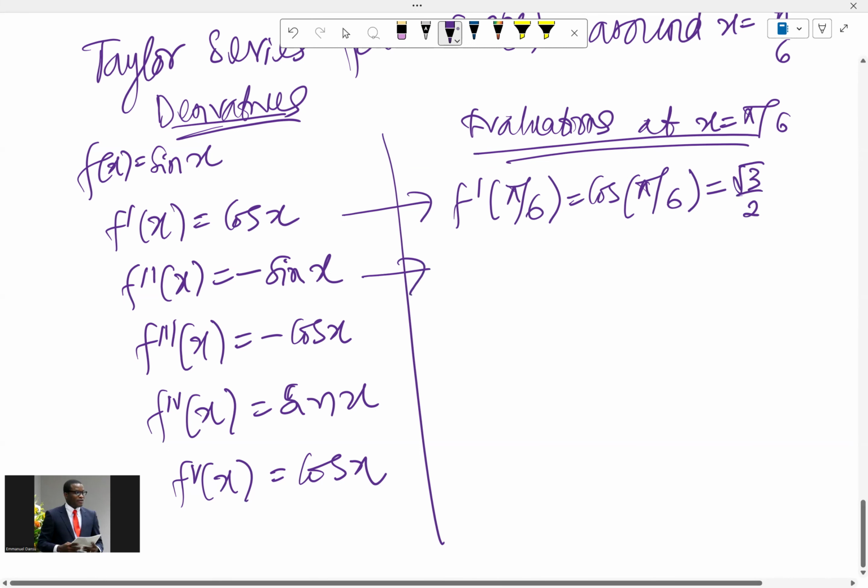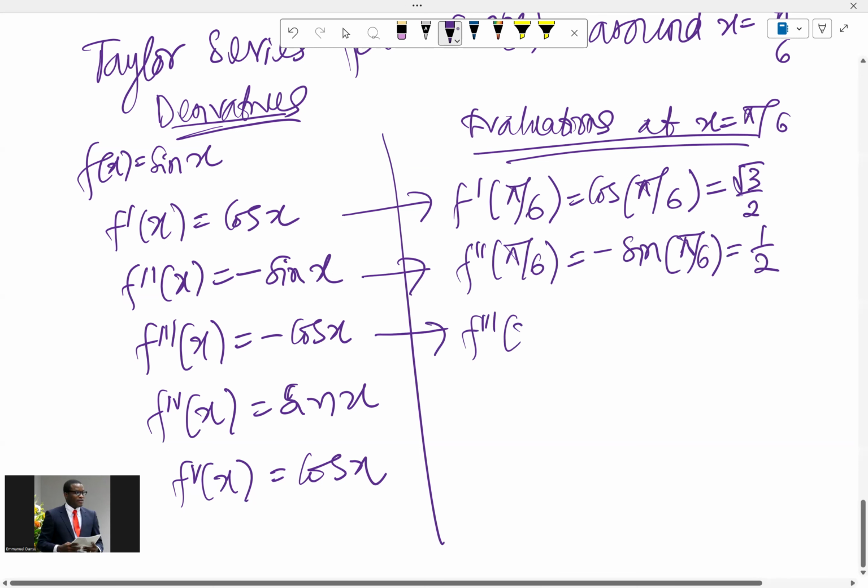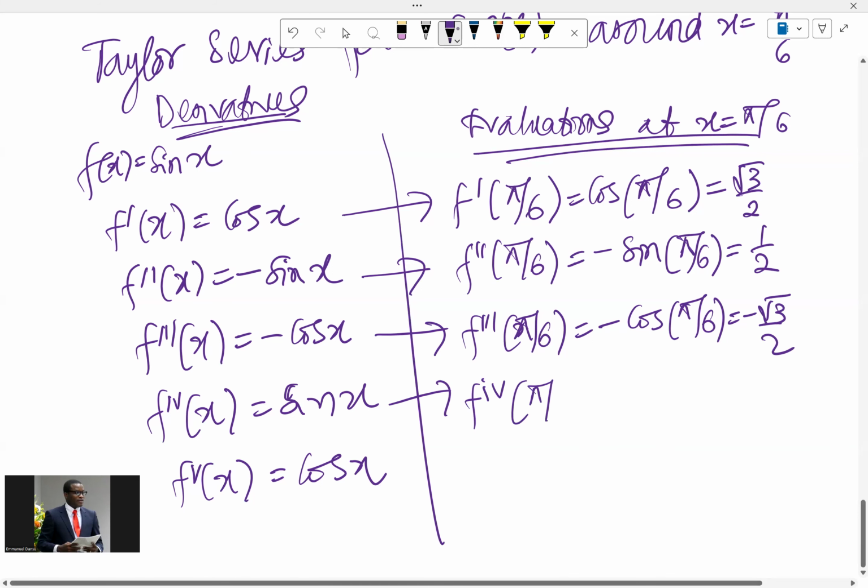Okay, so here we have f prime prime of pi over 6. That is minus sine 30, minus sine pi over 6, which is 1 over 2, easy. And then we have f prime prime prime of pi over 6. That is minus cos pi over 6, that is minus root 3 over 2. Then we have f iv of pi over 6. That's the fourth derivative. That is sine pi over 6, which is simply 1 over 2.